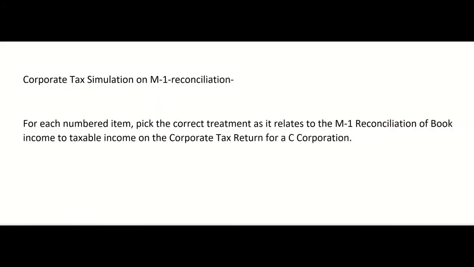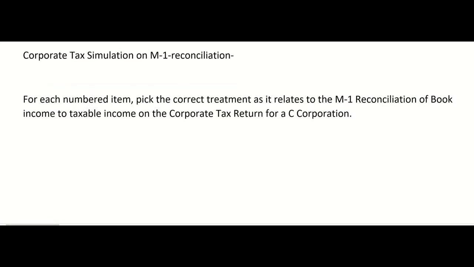What has to be added back? What needs to be subtracted? What gets ignored? Very popular question on a REG exam. So for each numbered item, we're going to pick the correct treatment. They're going to give us a drop-down list on the CPA exam, and then we're going to have to pick the correct treatment as it relates to the M1 reconciliation of book income to taxable income on the corporate tax return for a C corporation.